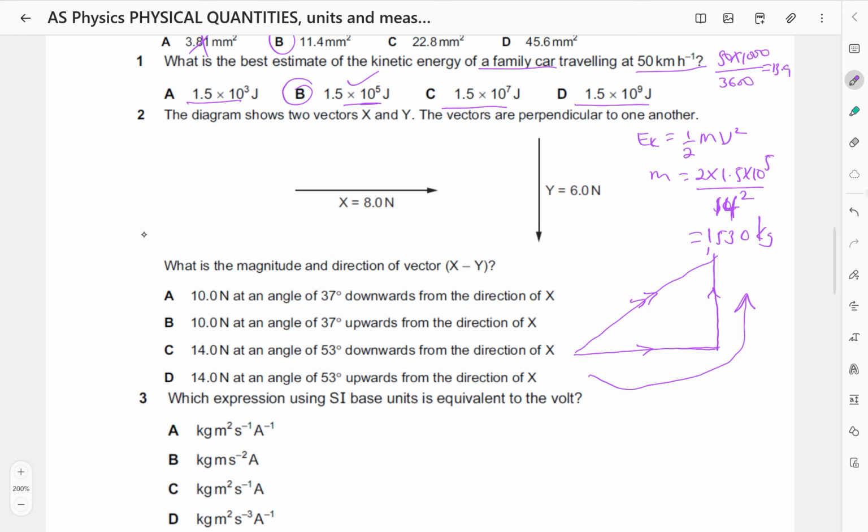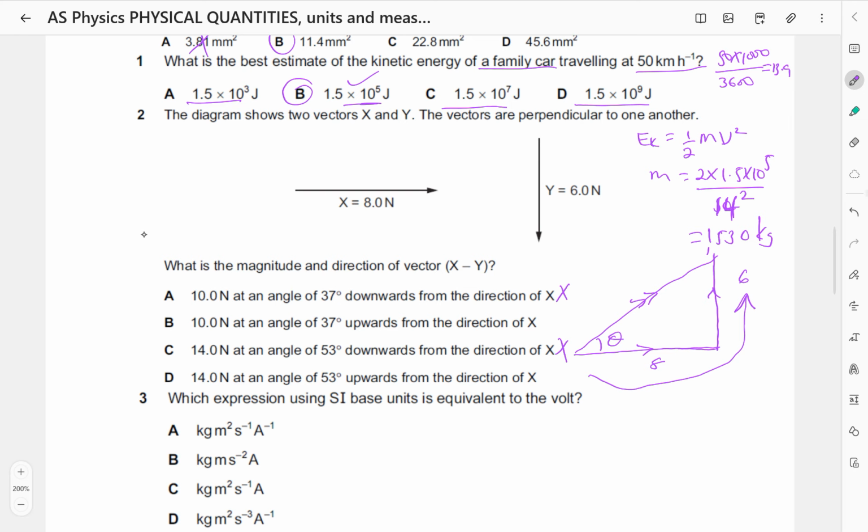So this is going to be 6 newtons. This is going to be 8 newtons. So the resultant is going to be at this angle. Let's see. At an angle of 37 degrees downwards from the direction of x. Downwards? It can't be downwards because we are reversing y upwards. So this one is wrong. That means this one also is wrong, which says downwards from the direction of x. It should be upwards from the direction of x. But then at what angle?